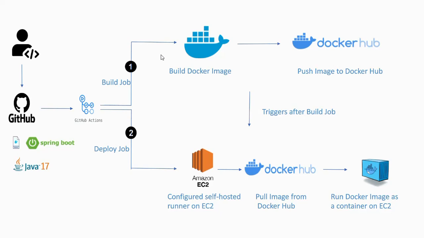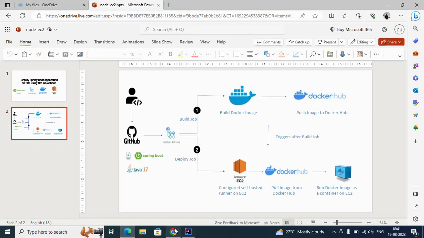Once that build job is successful, then in the next deploy job, which will be running on an AWS instance, we will register our repository's GitHub self-hosted runner to AWS EC2. It will run on that instance. There we are going to pull the Docker image from Docker Hub and run that Docker image as a container service on the EC2 instance. So let's move to the hands-on practice.